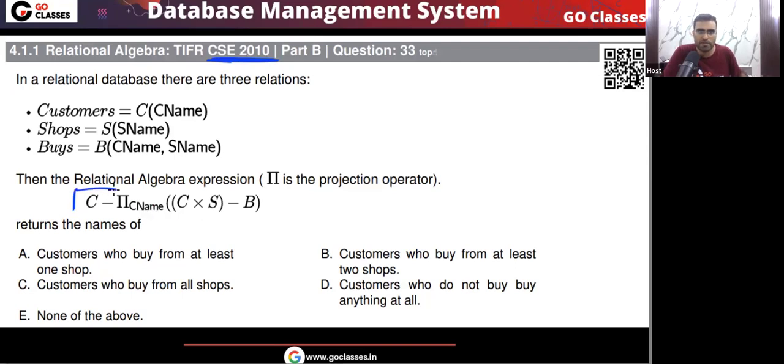Sorry, actually, just a small difference. There is a small difference. These are the customers which are buying from all the shops. Okay, there is a small difference.